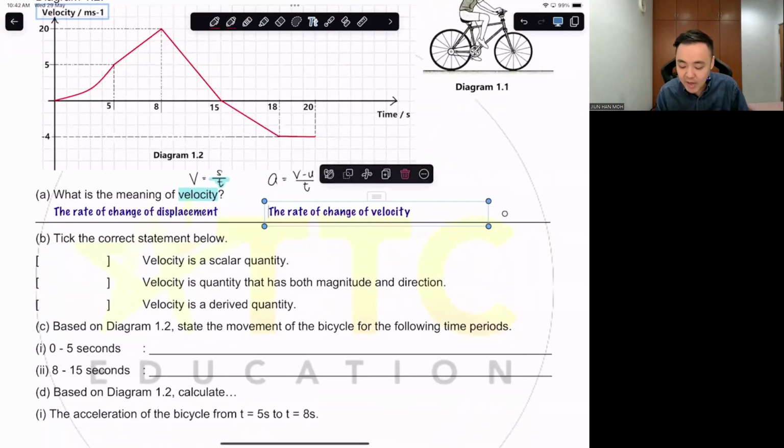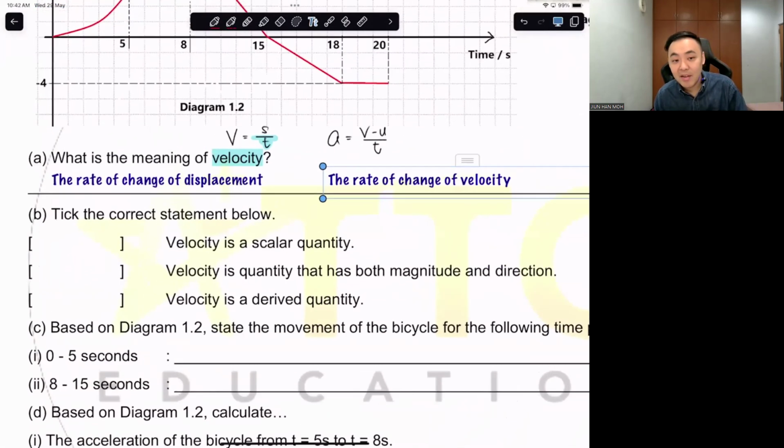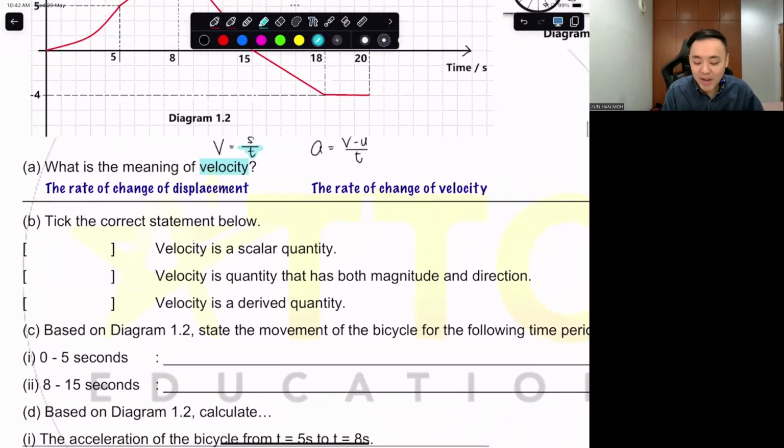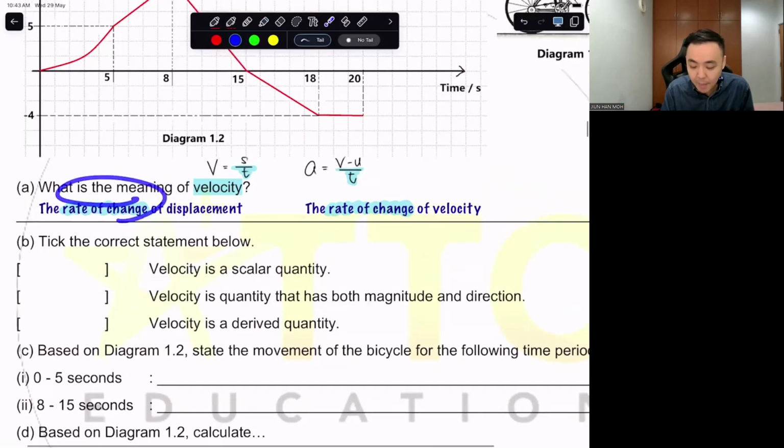Can you see what's happening now? In case you don't realize, whenever you notice the formula comes with a divide by time, then the definition will be this. When we say divide by time, it means the rate. Rate of change. So the format is there lah. Whenever you notice the formula divides by time, that means it's the rate of change of whatever is on top.